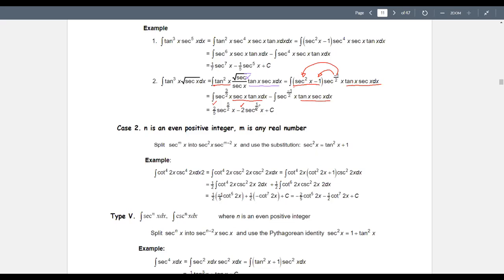Do you have any questions? There aren't any questions? Okay, I will clear my markings here. We'll go to case 2.